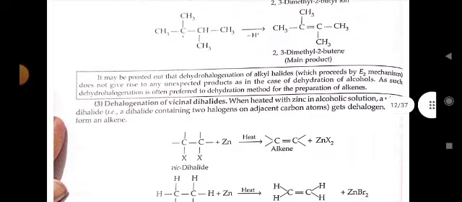It may be pointed out that the dehydrohalogenation of alkyl halides, which proceeds by E2 mechanism, does not give rise to any unexpected product, as in the case of dehydration of alcohol. As such, dehydrohalogenation is often preferred as a method for the preparation of alkenes.